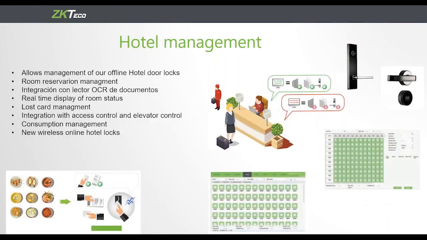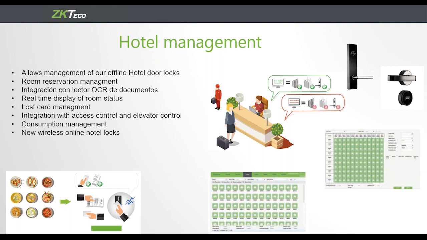This is a second example scenario. It's hotel management. Okay, the hotel module in ZKBioSecurity allows us to manage our offline hotel locks. These are the hotel locks, the LH. In this case, we have the picture of the LH 8600 and the LH 7500. These are offline hotel locks, and it's possible with this module to manage these offline hotel locks.